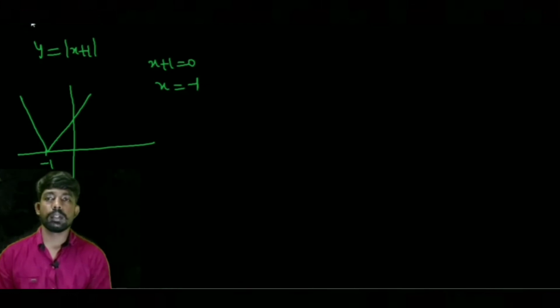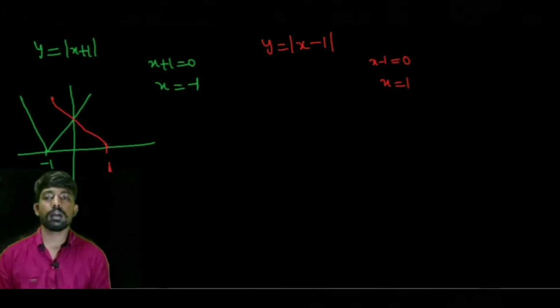Okay. Next, y is equals to mod of x minus 1. Make the inside part, x minus 1, equals to 0, so x is equals to 1. That means the V shape shifted to 1. This is y is equals to mod of x minus 1.